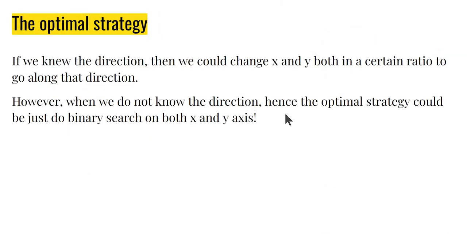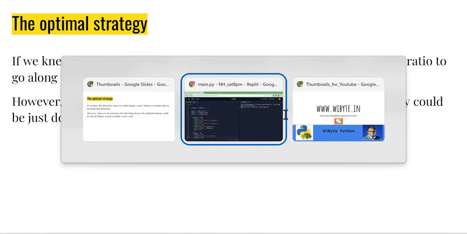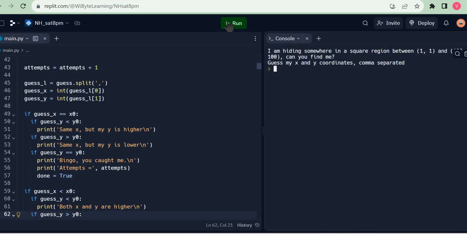Now, really, if we knew the direction, so if we knew, let's say, the target is in a certain direction, then we could change x and y in a certain ratio to go along the direction. For example, if we knew that my x naught was equal to y naught, I could go in a 45-degree line and meet my target. But given that we do not know, it looks like the optimal strategy is just to do binary search on both x and y axis. And the best part is we can do it together, makes it really interesting. So here I go, I just run this code.